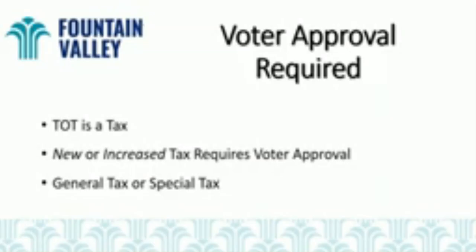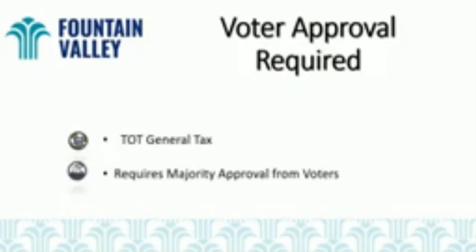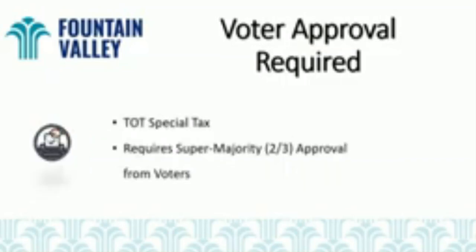To impose or increase TOT, it requires voter approval. It is a tax. Any new or increased tax has to go to the voters. It can either go as a general tax or a special tax. If it goes as a general tax, it requires a majority approval vote from voters. If it goes as a special tax, for instance, a tax that says that all new TOT will be used to promote tourism or fund a specific service, it requires a supermajority, 2/3 approval from voters.